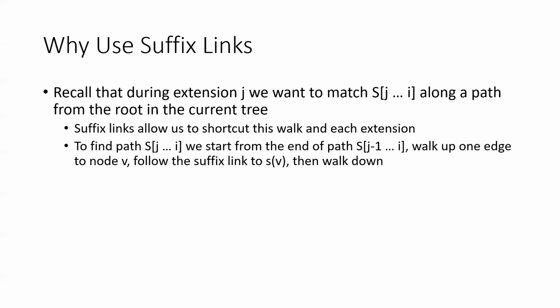With suffix links, we no longer have to start at the root. To find the J through I substring, we start at the end of the path of the previous J. We walk up an edge to the node V, and then we follow that suffix link to S of V, and from there, we continue to walk down. So, okay, here's an example.